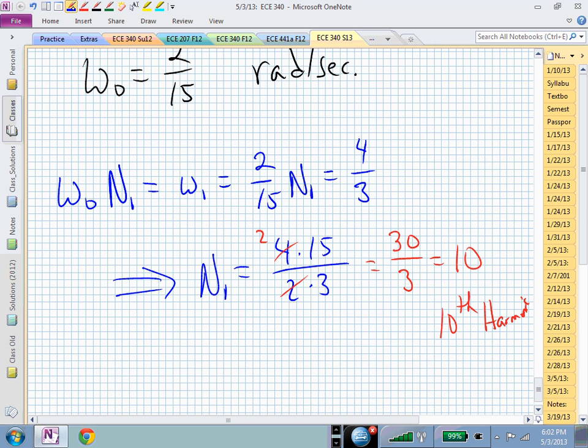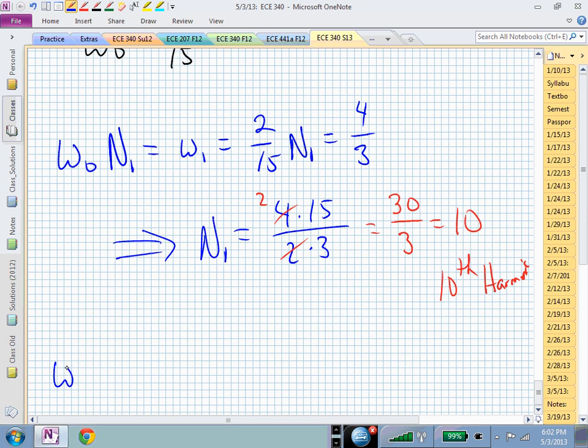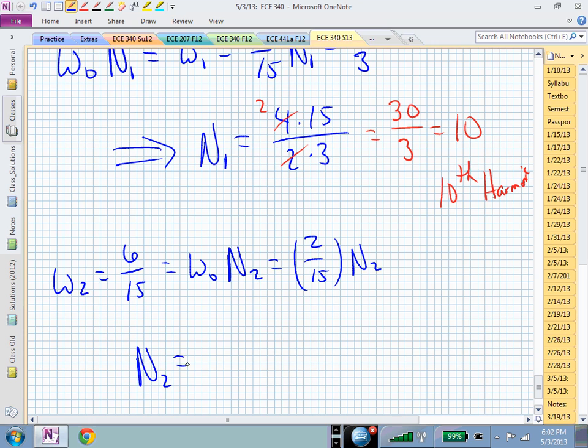We could also look at what omega sub 2 represented. That was 6/15, and that's now some integer multiple of the fundamental, omega sub 1, or omega sub 0, I should say. We can now solve for n sub 2. The 15s, well, let me just go ahead and do it. The 15s cancel, the 6 and the 2 simplify down, and now that represents the third harmonic.